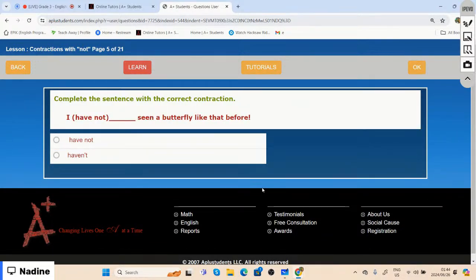It says, I have not seen a butterfly like that before. So is it option one, have not, or option two, haven't? We need to complete the sentence with the correct contraction.